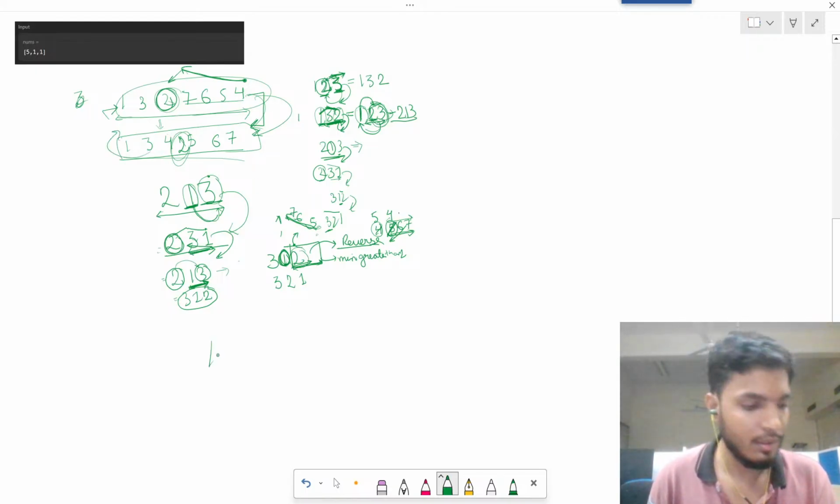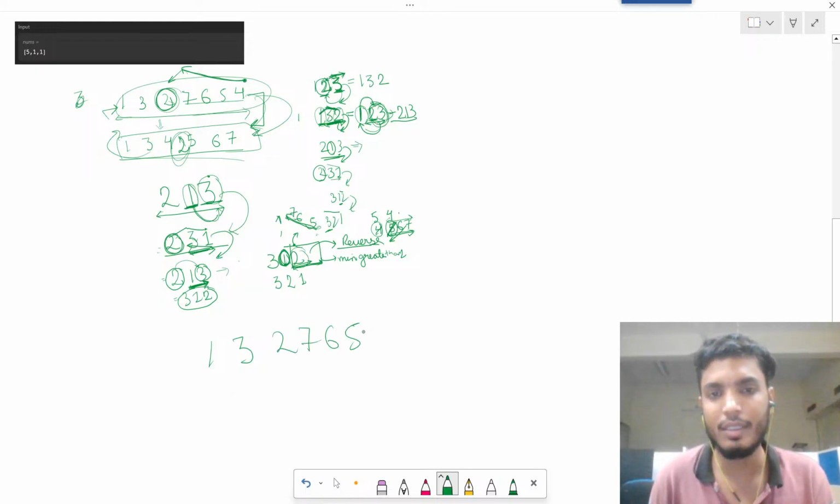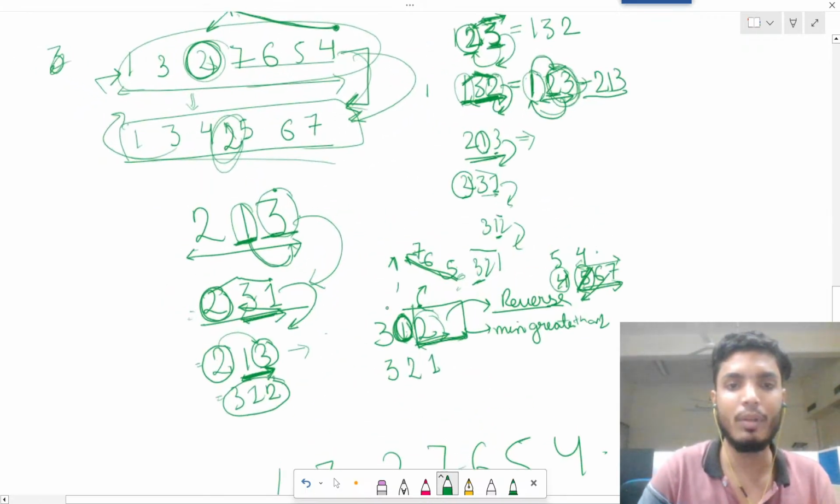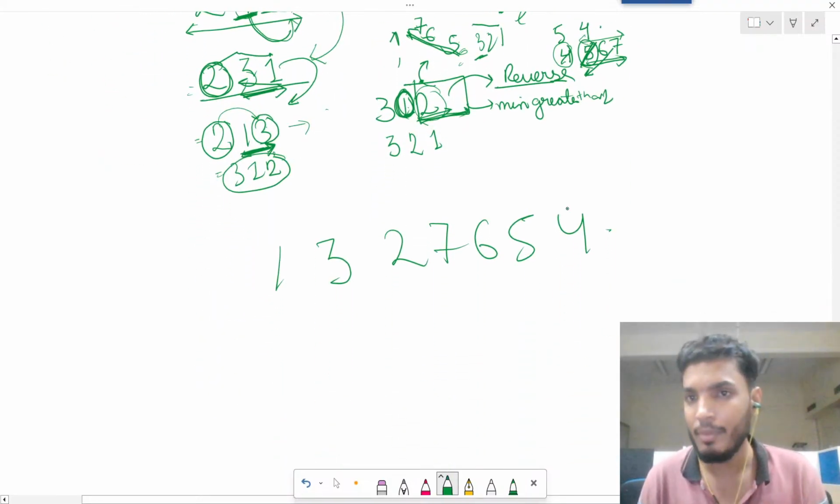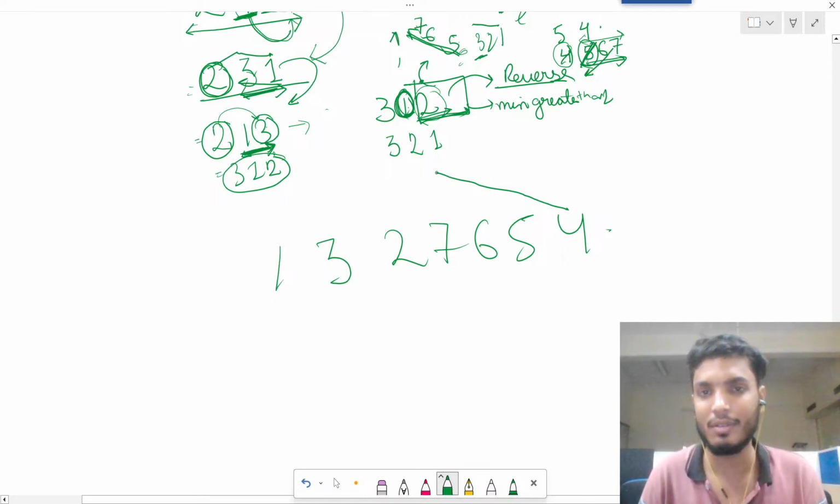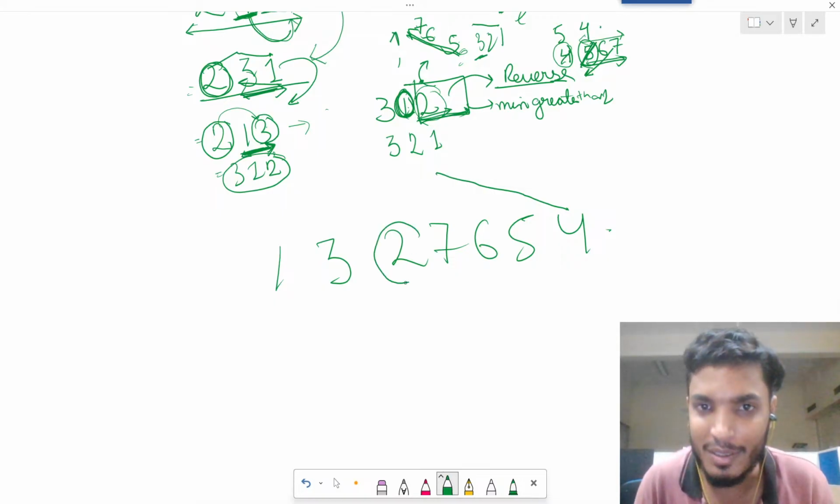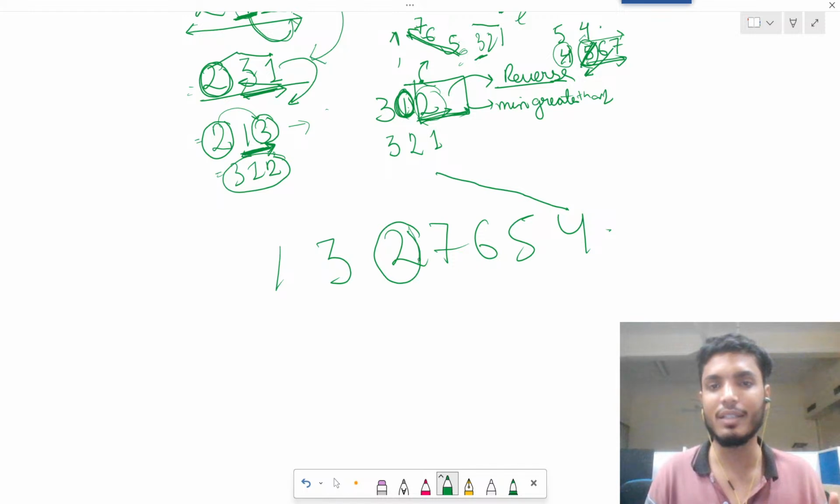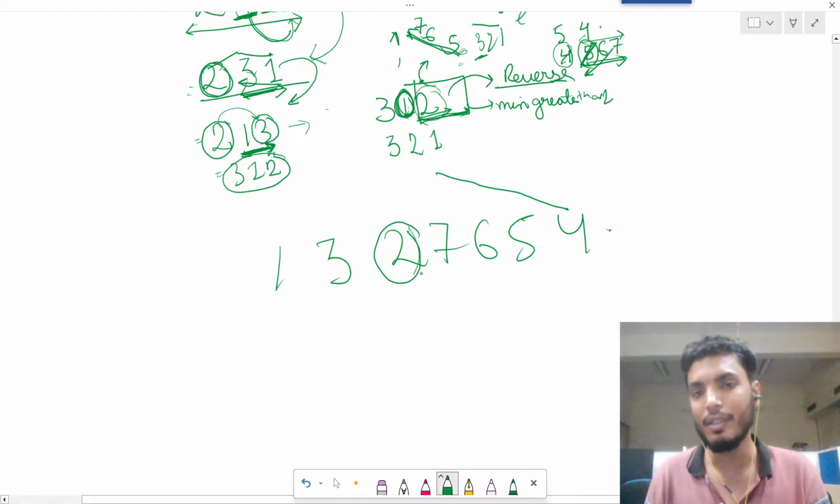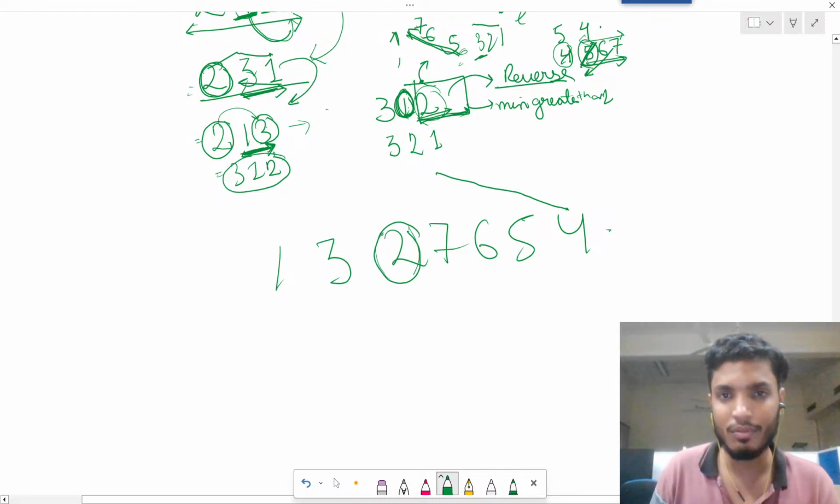So again, 1 3 2 7 6 5 4. Let's check this example. What I am doing is, here from 4 it is increasing to 5, it is increasing to 6, it is increasing to 7. But the first point of decrease is 2. The first point of decrease is 2. Then what is happening? The first point of decrease was 2.